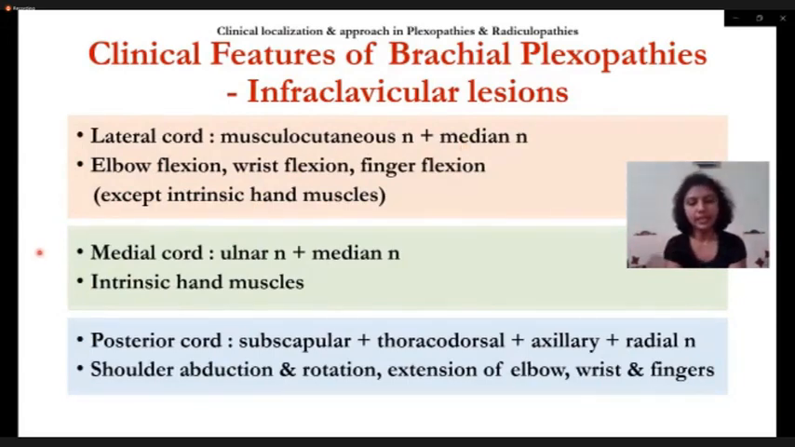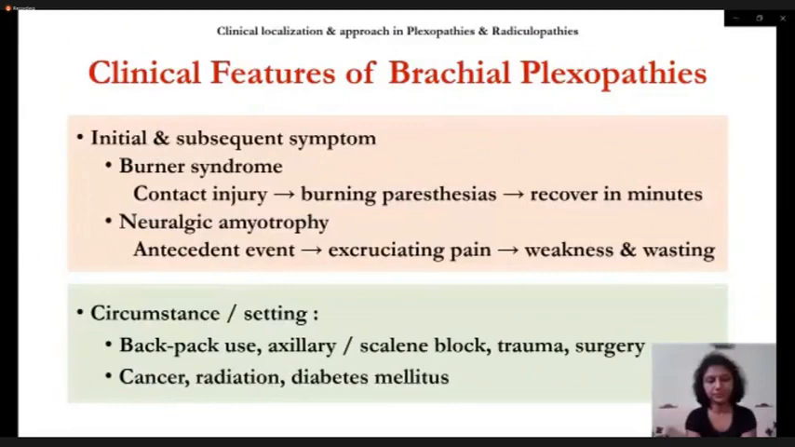On the other hand, the involvement of the medial cord results in weakness of the ulnar nerve and the median nerve innervated intrinsic hand muscles. While lesions of the posterior cord result in weakness of the radial nerve innervated muscles along with those that are innervated by the axillary nerve, the thoracodorsal, and the subscapular nerves. So the shoulder abduction and rotation, the extension of the elbow, wrist, and fingers are weak. In addition, there is also sensory loss in the regions corresponding to the areas innervated by these nerves.